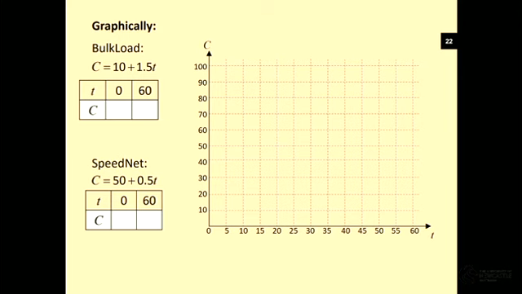So, if I wanted to know when T equals naught, what's the y-intercept of this thing? Well, it's 10. Clearly when T equals naught, the y-intercept of this line is 10. Right there.